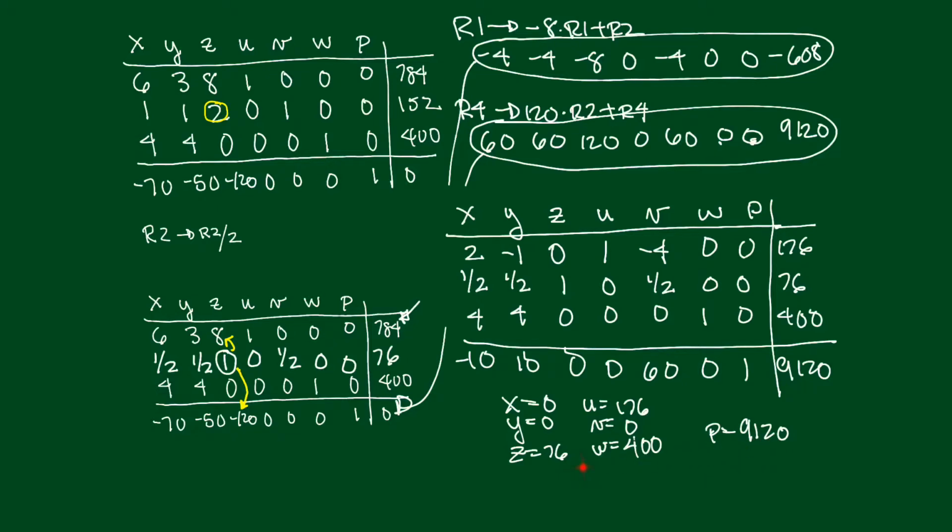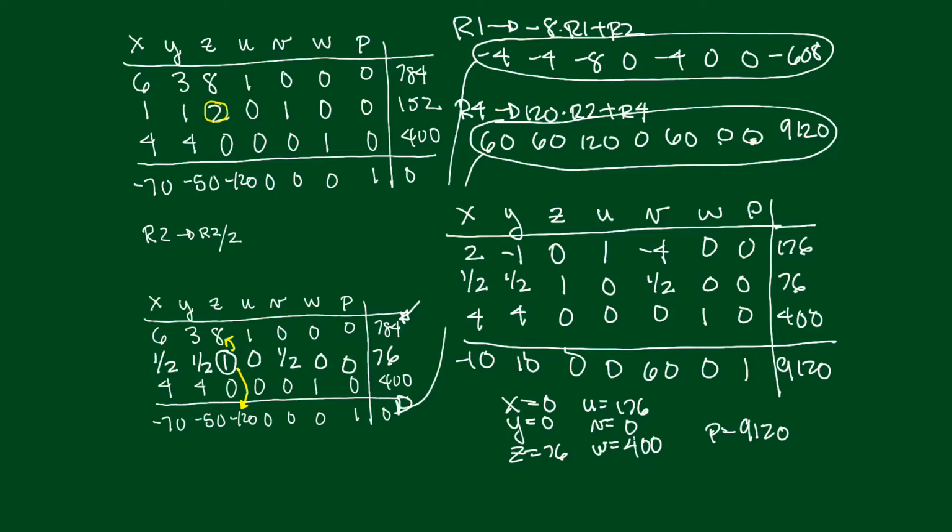But we can still do better. And how do we know? Because we still have a negative number in that bottom row. So as long as you have negative numbers in that bottom row, you can keep going. You can still keep pivoting. So the next row, the next column would be what?